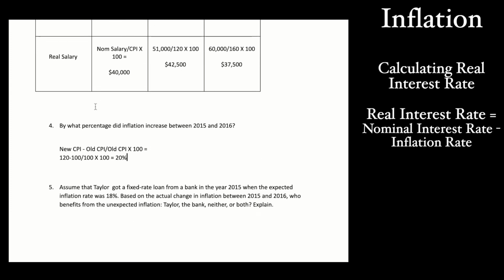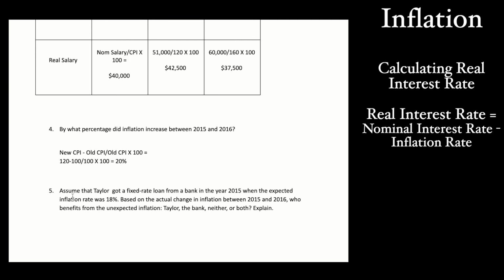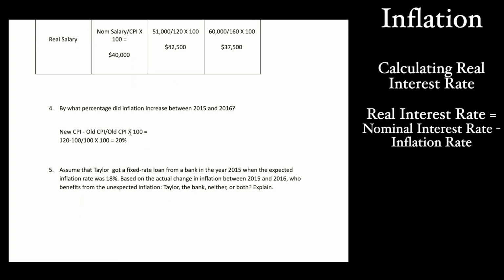For the next question, assume that Taylor, that's me, got a fixed rate loan from a bank in the year 2015 when the expected inflation rate was 18%. Based on the actual change in inflation between 2015 and 2016, who benefits from the unexpected inflation? All right, so how this works, to get our real interest rate, and we'll keep working on this later, I'll make a whole different video about it, our real interest rate is going to be equal to our nominal interest rate minus the inflation rate.